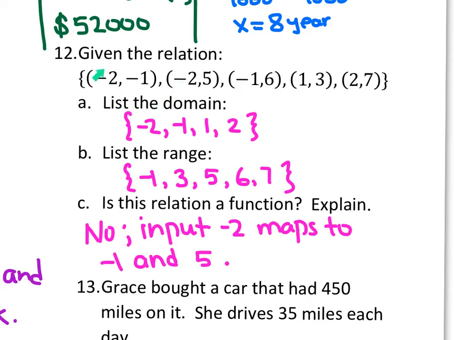So we can see here that the input -2 is going to -1, and this input -2 is also going to 5. Now, we have an input that's going to 2 outputs. That cannot happen. So the list of the range is -1, and then 3, and then 5, and then 6, and then 7. Now the range is your y's. I just put them in order from smallest to largest. And no, this is not a function because the input of -2 maps to -1 and to 5, and you don't want that to happen.